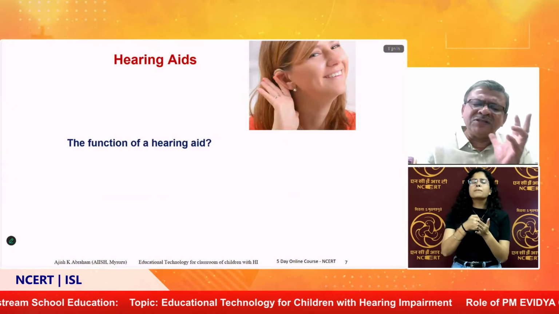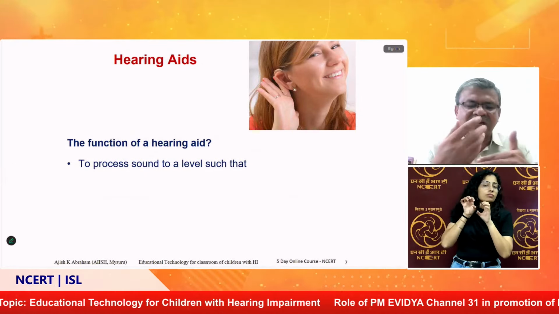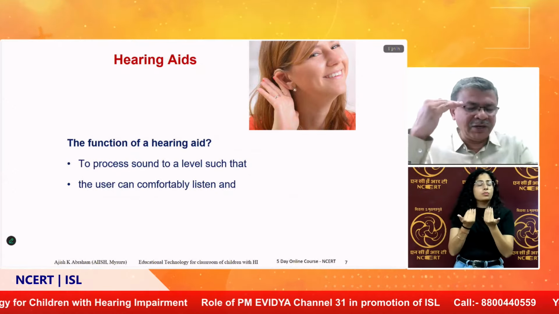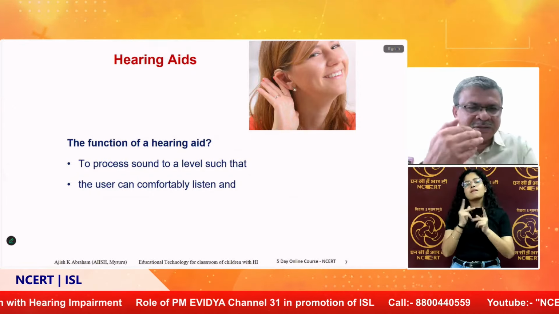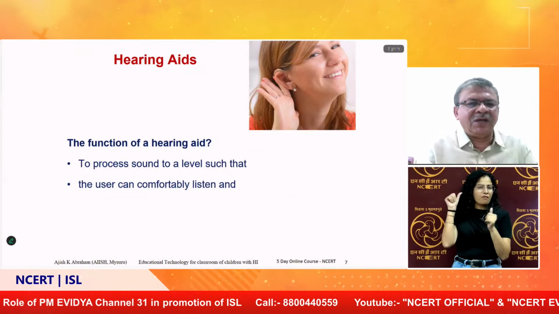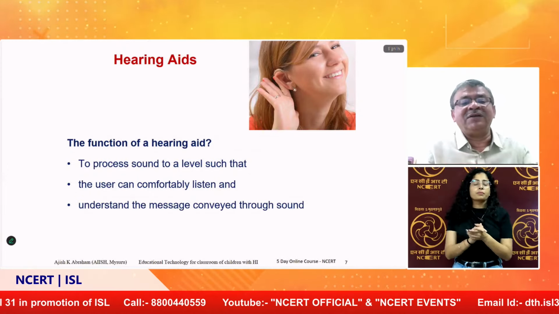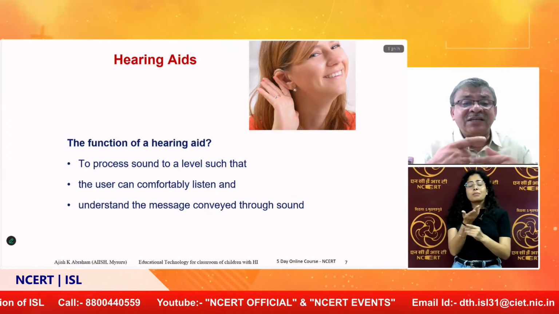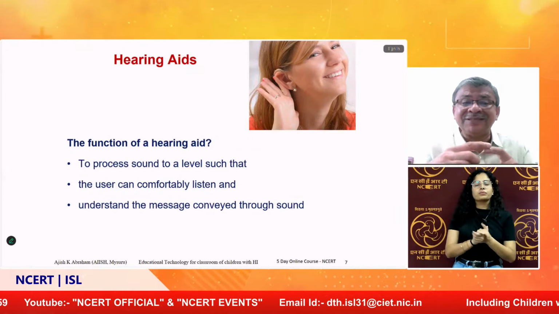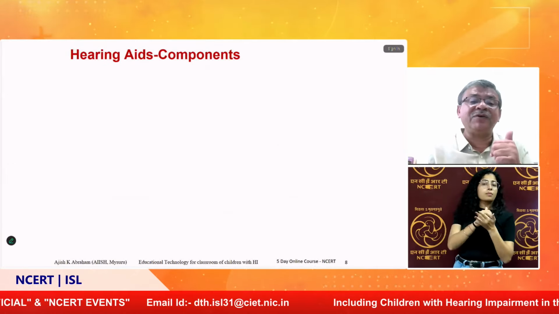Basically, the function of the hearing aid is to process the sound which the child wants to hear, so that it is processed to a level that he can comfortably listen to. That is the audibility part. For example, when you are listening to the TV at home and the sound is not audible, you increase the volume. The hearing aid does that. But along with that, what is more important is that it also helps the child understand the message conveyed through the sound. That part is important, because the clarity with which the processed sound is delivered into the ear of the child is also very important.